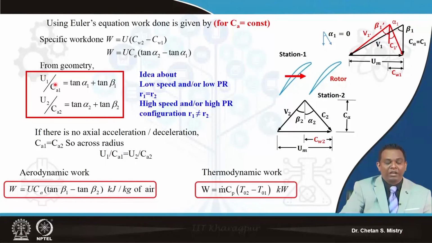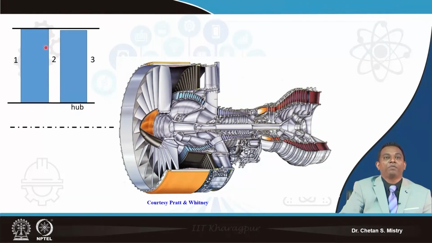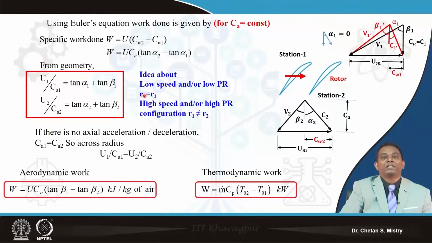Okay, now here in this case, intentionally I have written U1 by Ca1 and U2 by Ca2. Suppose I consider this, which represents one of my stages. For this stage, my entry area and exit area come out to be the same. Both areas are the same. So at any station, my radius remains constant. So that's the reason why you can write u1 equal to u2.